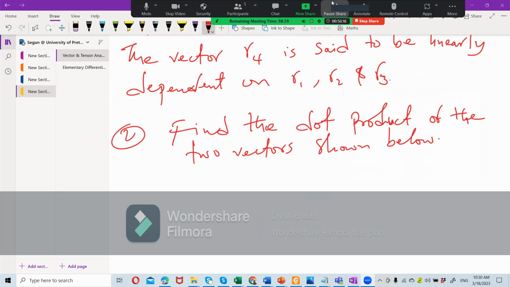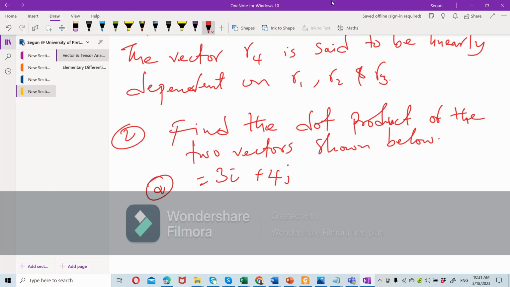So let's continue. Let's look at the question. A is equal to 3I plus 4J, and B is 5I minus 2J. We call this one A and this one B.